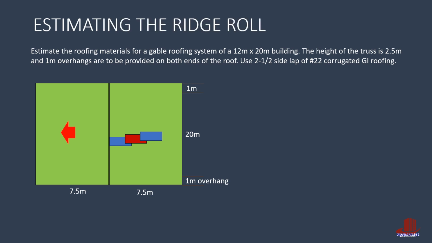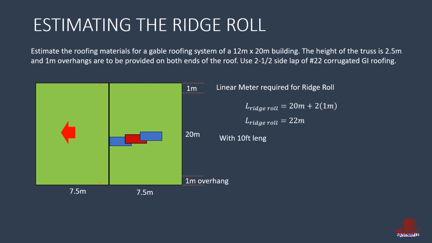Next to estimate is the ridge roll. There are ready-made pieces for ridge rolls, so what we only need to compute is its length. The total length of ridge roll for the roof is the 20 meter size plus the 1 meter overhang on both ends, a total of 22 meters. The standard length of ridge roll is 10 feet, which means there are 3 pieces of ridge rolls required for the roof.